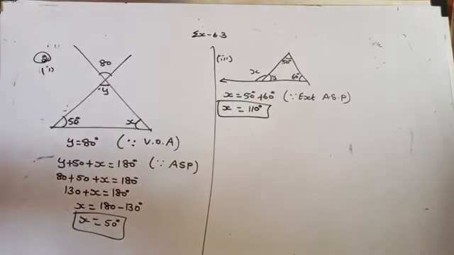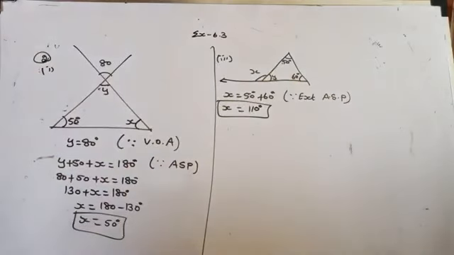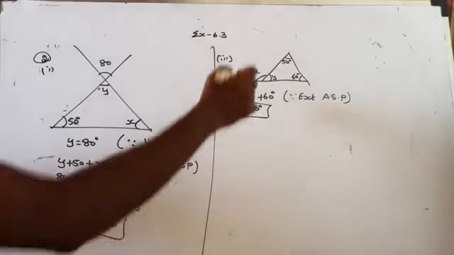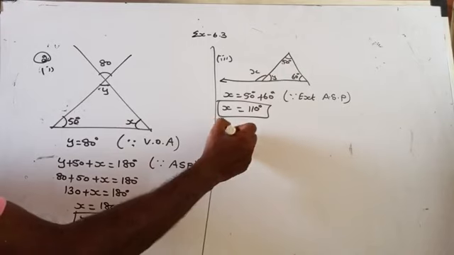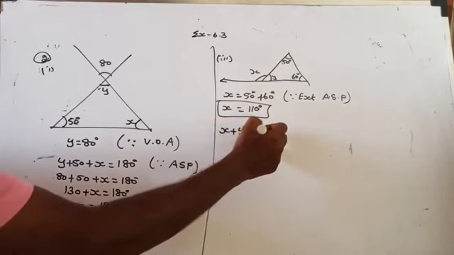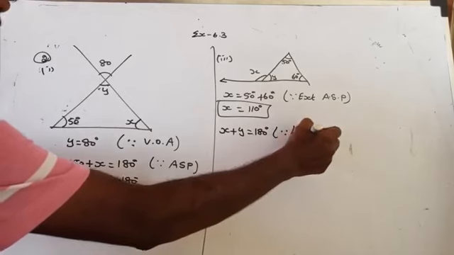Once you get the value of x, you can find the value of y by using the angle sum property of a triangle, otherwise by using a linear pair. In this question we will use a linear pair to find the value of y. So x plus y is equal to 180 degrees, since it is a linear pair.